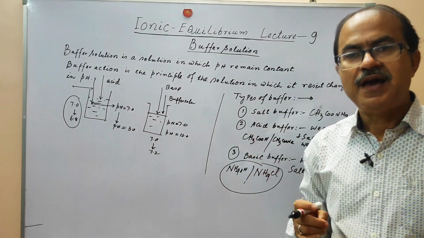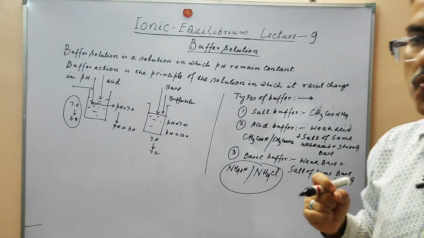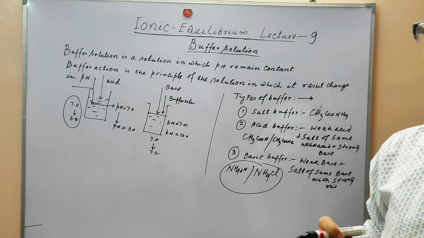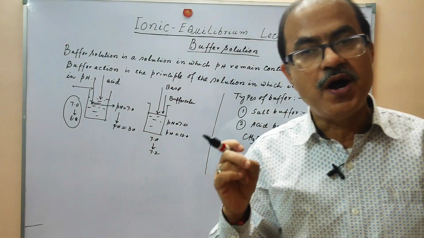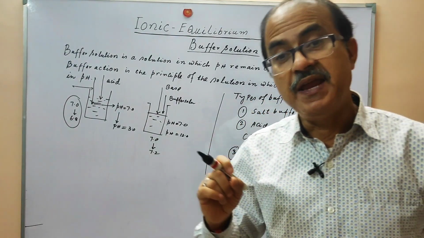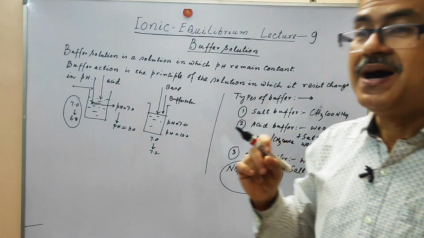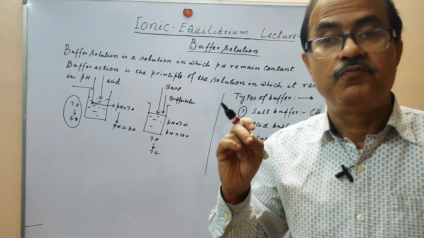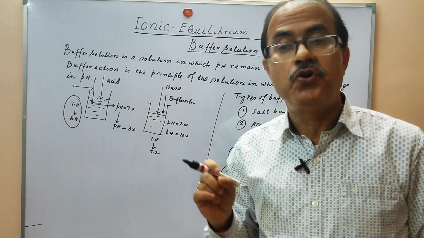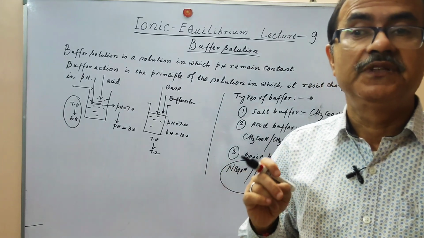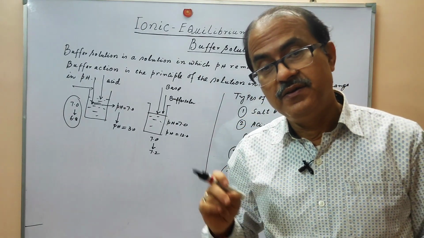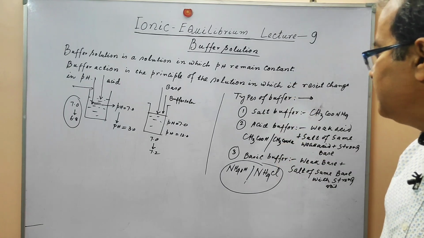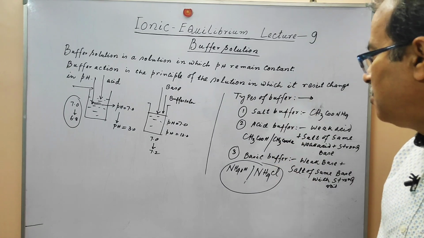Strong acids and strong bases can also act as buffers. 0.01 mole of HCl can work as a strong acid buffer, and 0.01 mole of NaOH can also act as a strong basic buffer. So in this way you can see these are the types of buffer.